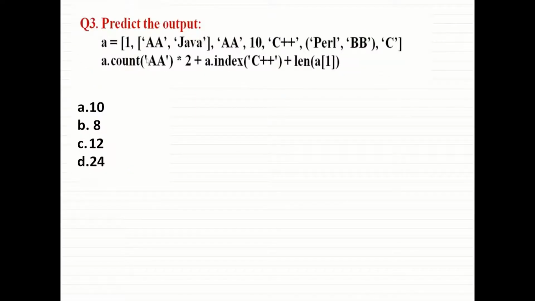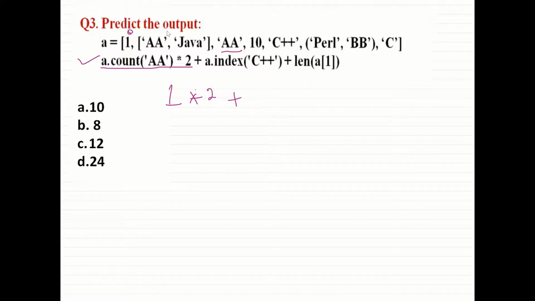This is the third question. Predict the output. Again, if you see here, a nested list and nested tuple are also part of this list A. So let's find out the answer of this statement. Any guesses? Let's find out the correct answer. Count of A. This is a nested list, so this element is an individual element. So A dot count of A is 1 into 2. You have to check this one. 1 into 2 is 2 plus A of index of C++.